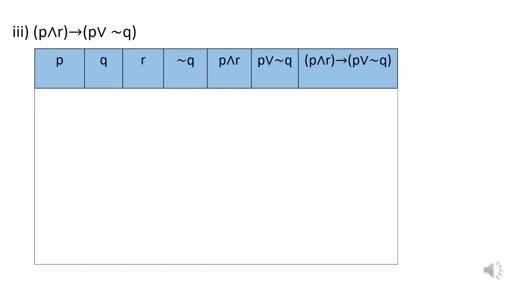As you can see in the next question, there are three component statements P, Q and R, and therefore the number of rows are going to be 2 cube, that is 8 rows. And as there are 4 connectives, the number of columns would be 7. Thus, the truth table is going to have P, Q, R according to the question, not Q, the first bracket that is P and R, the second bracket that is P or not Q, and the last column is going to be the entire question.